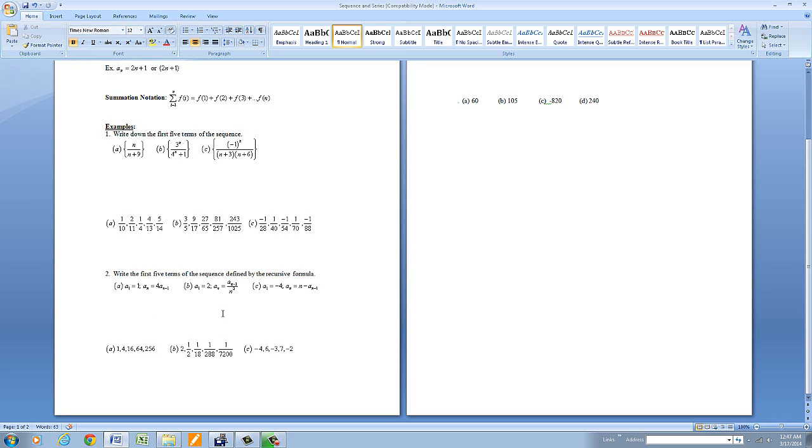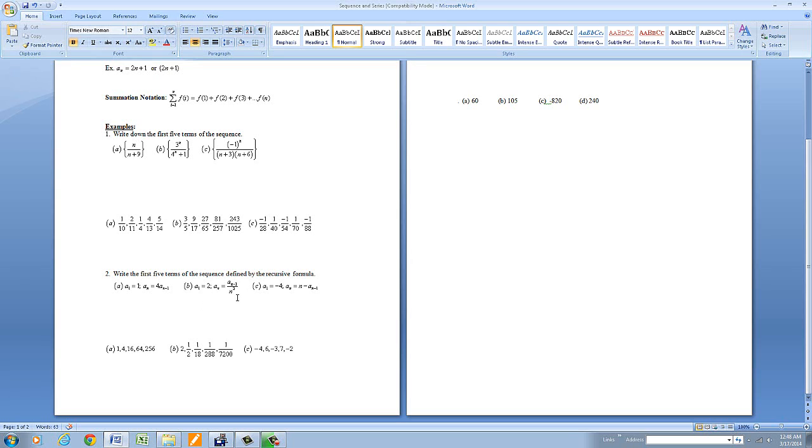Okay, look at B. The formula is given. So they tell you the first term is 2, and then it tells you that the nth term is given by A sub n minus 1 divided by n squared.